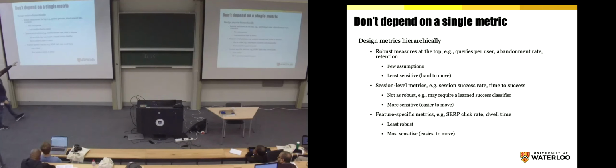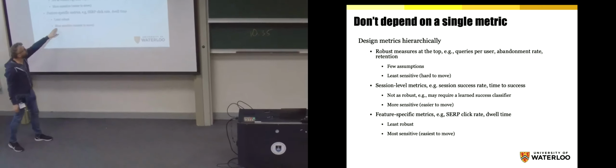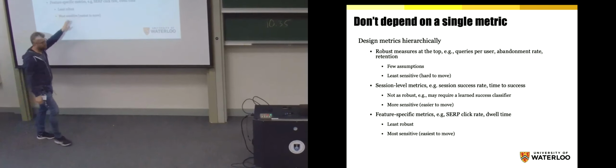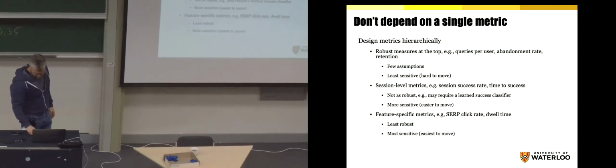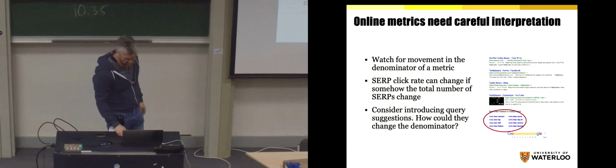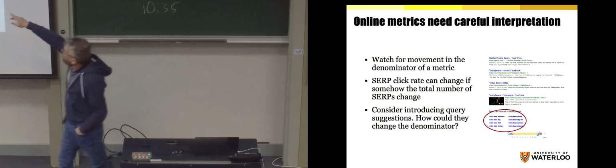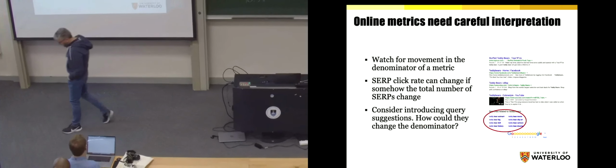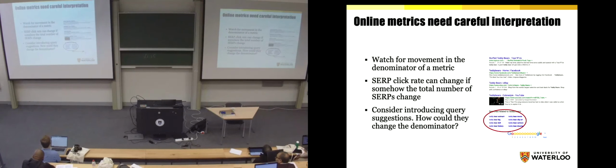And then these very low level metrics, click rate, dwell time, things like this, they're very easy to move so you can impress your boss, but they're broken in a lot of different ways. So, in particular, you want to watch for movement. Ratio metrics are a bad idea. Any metric like click rate is a bad idea.